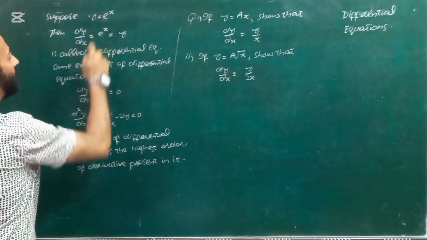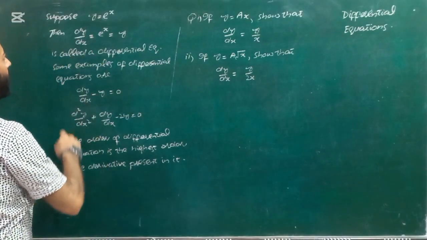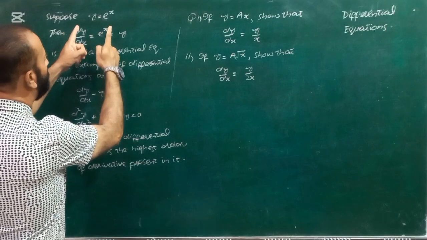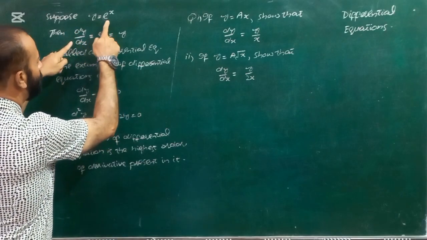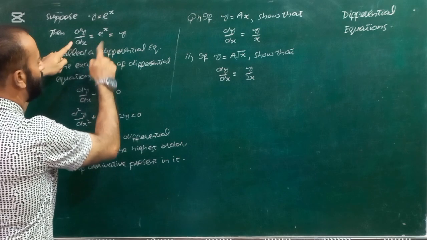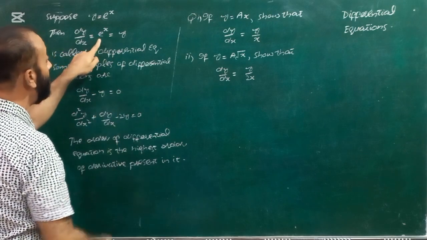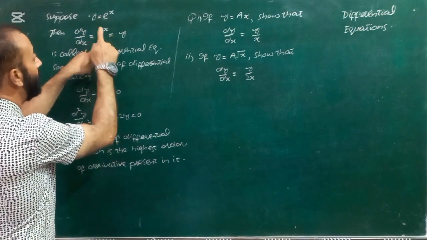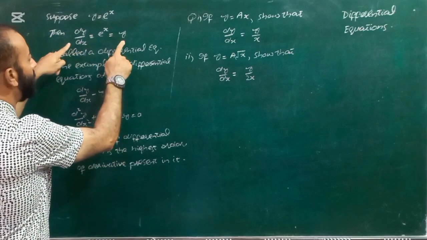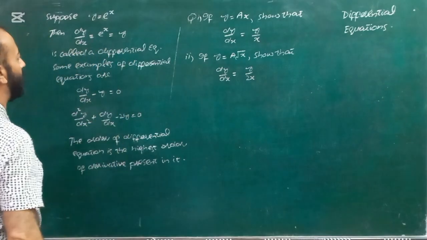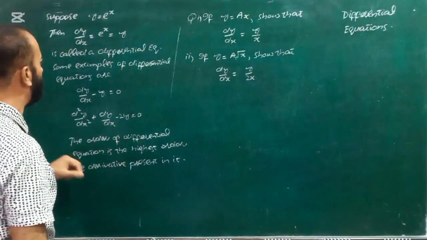Suppose y is equal to e raised to power x, and if we differentiate both sides, differential of y will be dy by dx, and differential of e raised to power x will be e raised to power x. And because e raised to power x is equal to y, so we can put it equal to y. So this is called a differential equation.